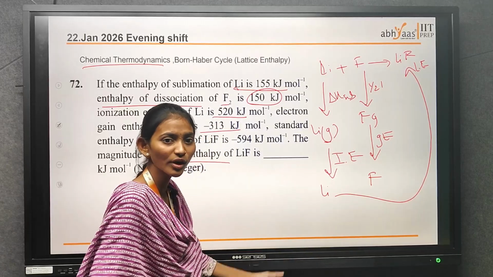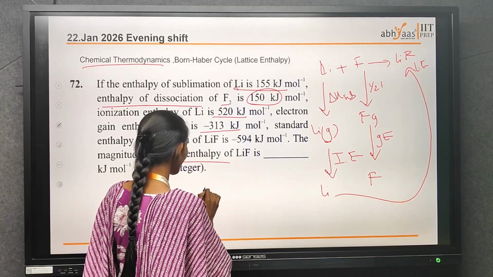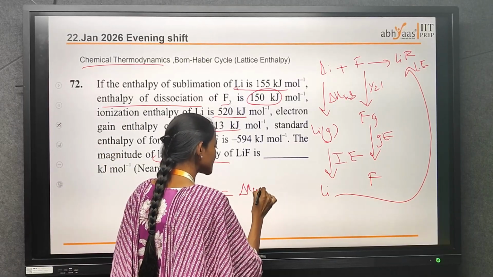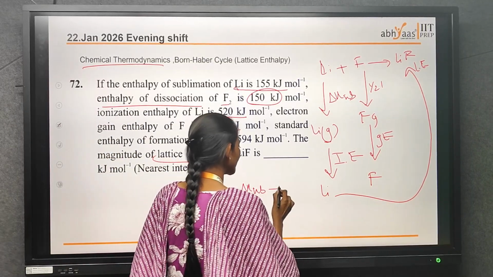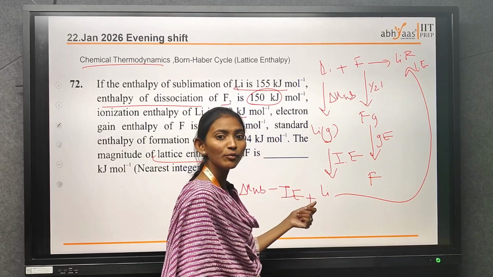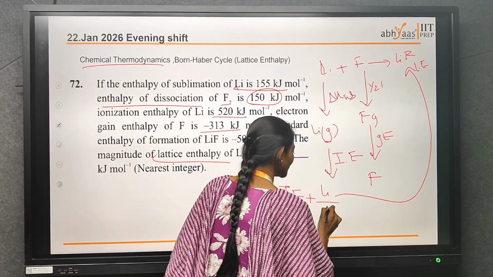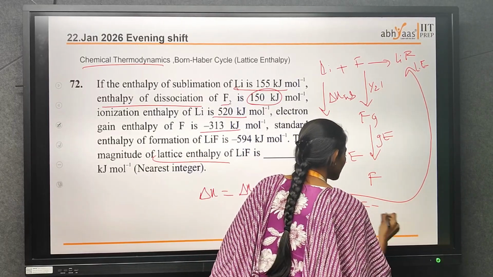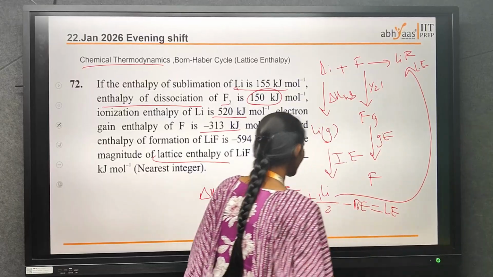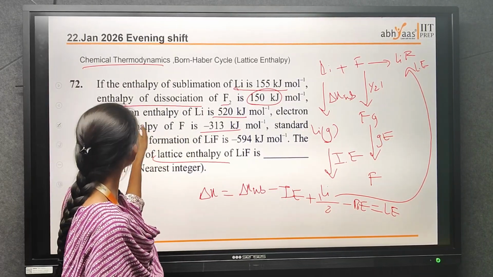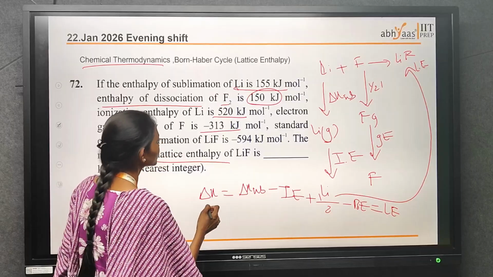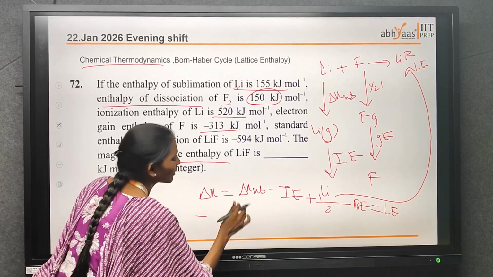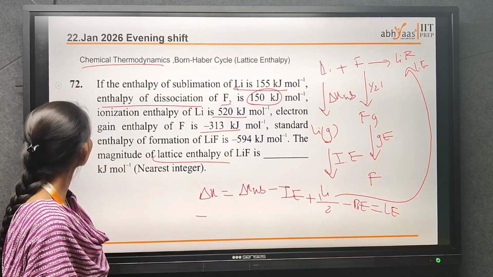So we know the formula. Therefore, delta H equals delta H sublimation plus ionization enthalpy plus half of the bond dissociation enthalpy minus electron gain enthalpy, which equals your lattice energy. Apply the values here. Sublimation, they have already given as 155, right? Ionization enthalpy they have also given, which is 520. Apply these values, calculate, and you will get the nearest integer.